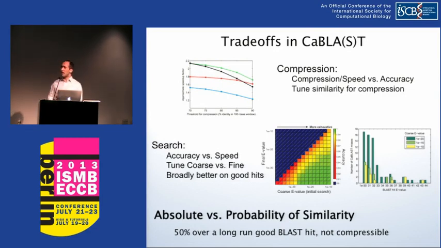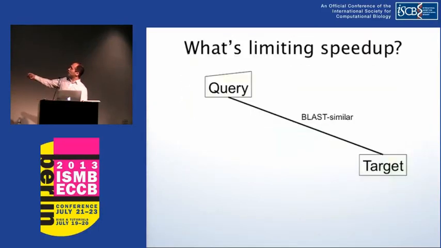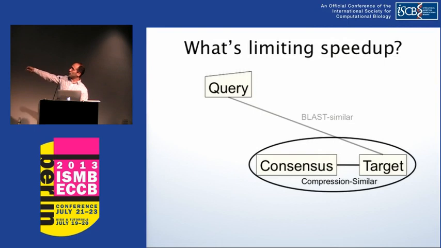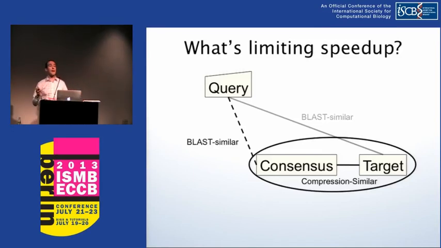And this is really a question of the metrics. Suppose we have a query, and there's some target we'd like to find, and it's BLAST similar. But instead what we do is we compress it to this consensus, and now we're going to search and find this consensus. So we're really conflating these two metrics, and so we don't even have the triangle inequality, but we don't have to relax it that much to be able to get this to work.